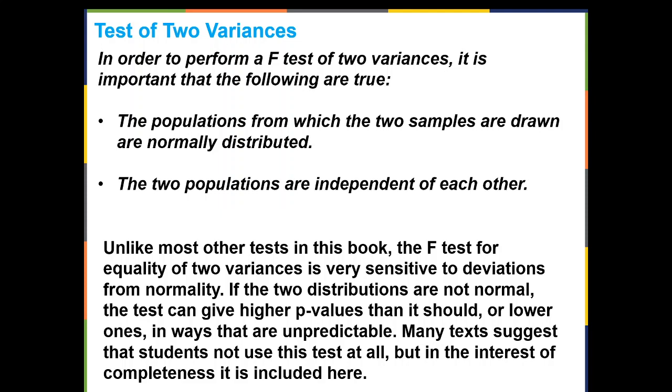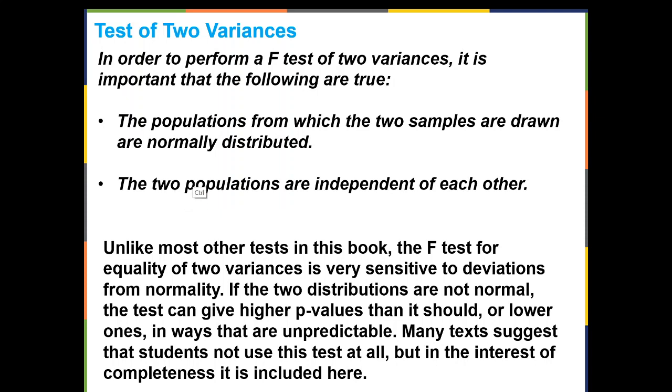concepts. In order to perform an F test of two variances, it is important that the following are true. The populations from which the two samples are drawn are normally distributed. The two populations are independent of each other. So unlike most other tests in this book, the F test is very sensitive to non-normality.